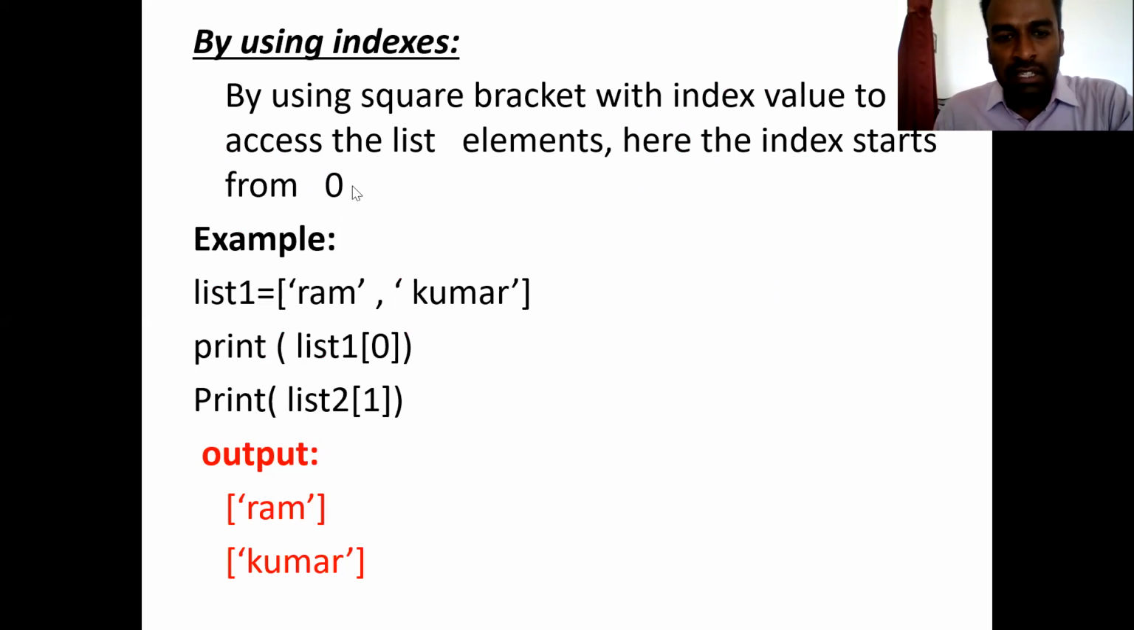So based on this index value, we access the elements in the list. For example, list1 = ["Ram", "Kumar"]. So we have two elements, that means two string elements in the list. So print list1[0]. So list1[0] is Ram, and list1[1] equals Kumar.